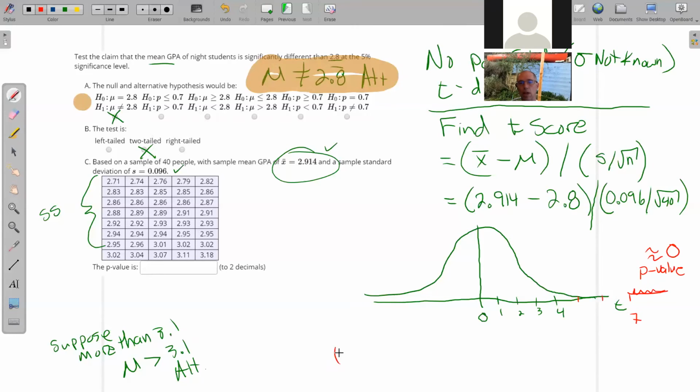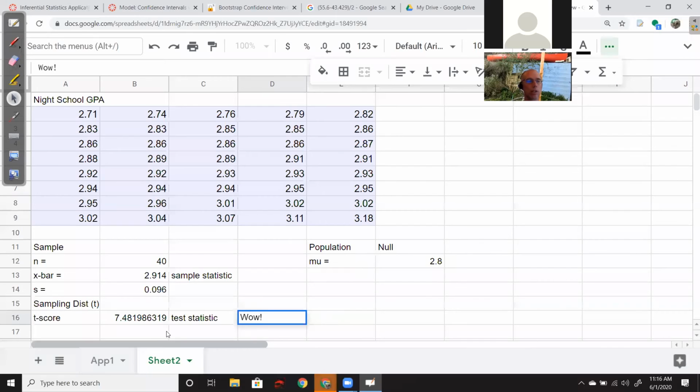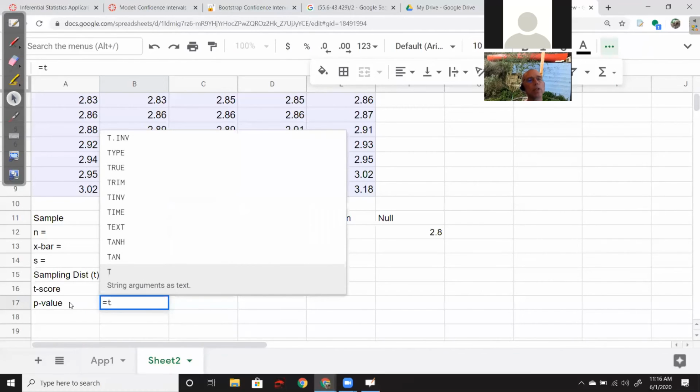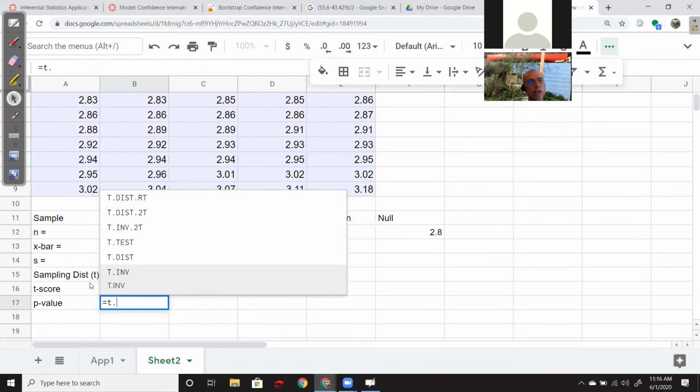So to calculate the p-value, we needed this t-score right there. I showed last week how to calculate a p-value with the norm.dist. So here we're going to use, I think it's called the t.dist. I better look that up on my spreadsheet. After I get the test statistic, I'm ready to find the p-value. There's no t.dist. Oh, there we go. T.dist. I think I want this one right here.